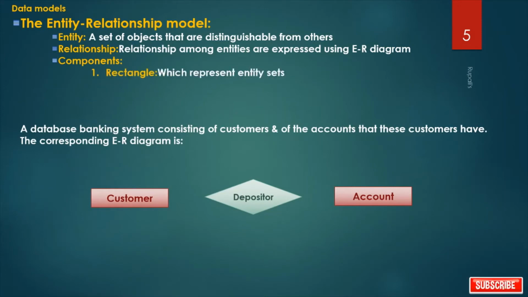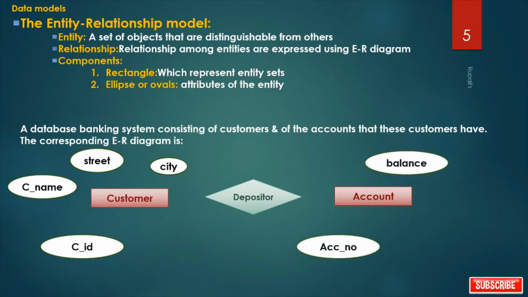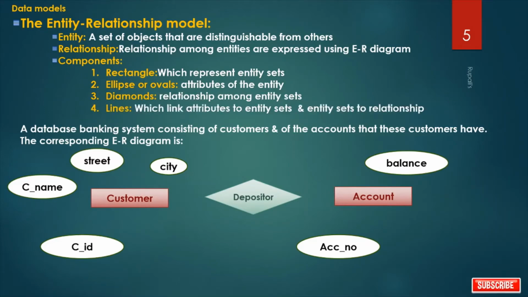like rectangle, which represents entity sets. Ellipse or oval, they are attributes of entity. Like attributes of customer are customer name, street, customer city, customer ID, and attributes of account are balance and account number. Now, this diamond is a relationship among entity sets, and some lines link attributes to entity sets and entity sets to relationships.